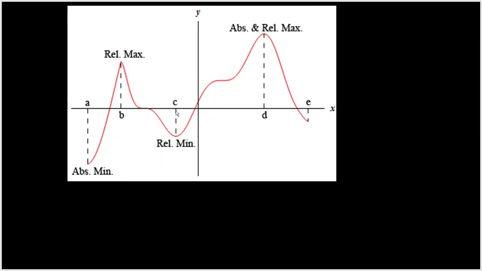Because to the left of C, the function is decreasing, and to the right of C, the function is increasing, right? So we say C is a local minimum. And likewise, D is a location of another relative or local maximum. It's because to the left of D, the function is increasing. To the right of D, the function is decreasing, right?